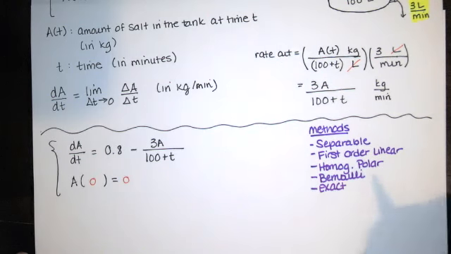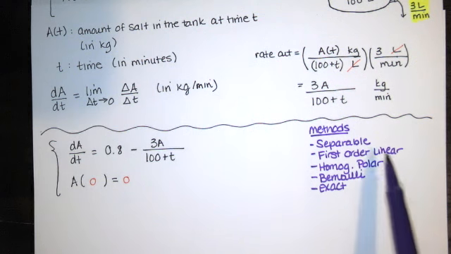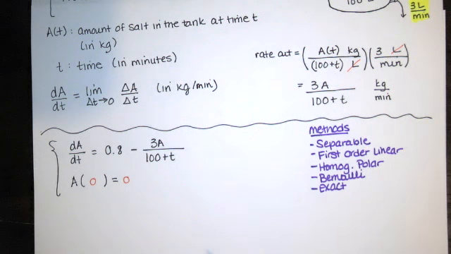So we look at this list and we ask ourselves, well, which one of these is this? It doesn't look exact. It doesn't look Bernoulli because that would require an a to some power other than 1. It may be a homogeneous polar, but I don't think I want to use that method if I could use separable or first order linear.